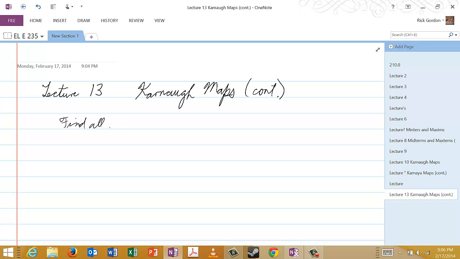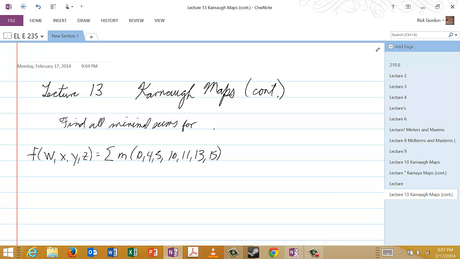We'll say, find all minimal sums for f of w, x, y, z equals the sum of the minterms 0, 4, 5, 10, 11, 13, and 15.